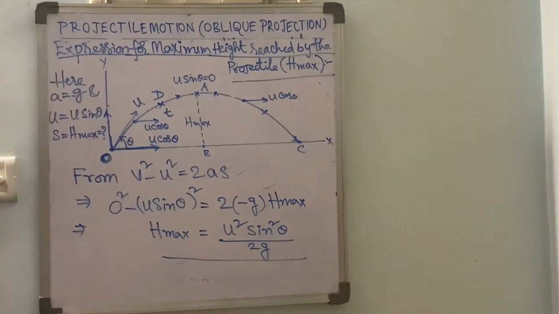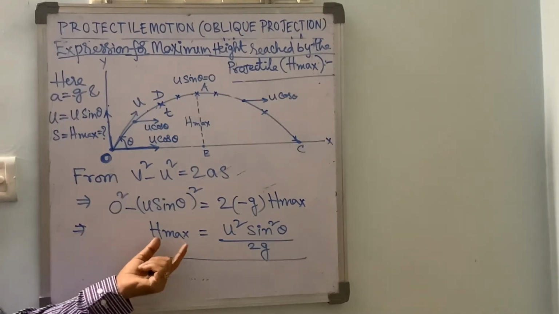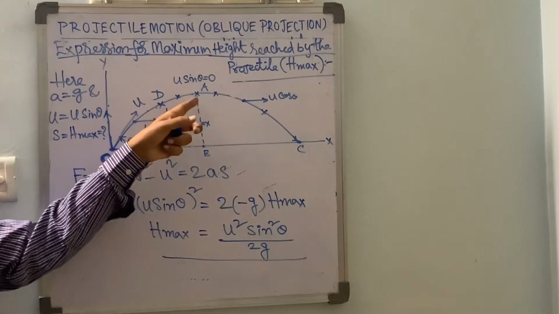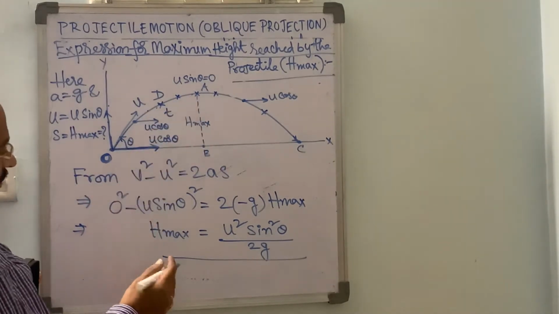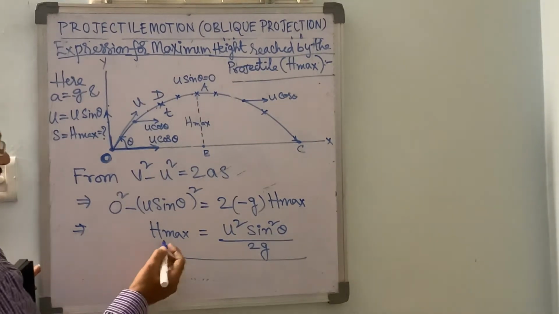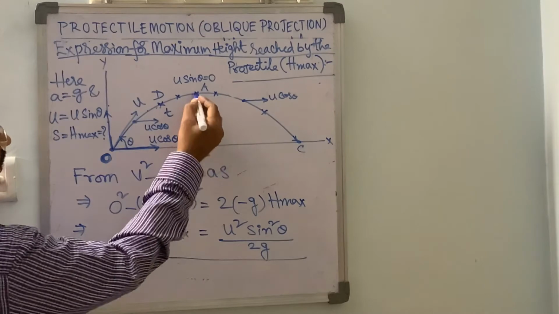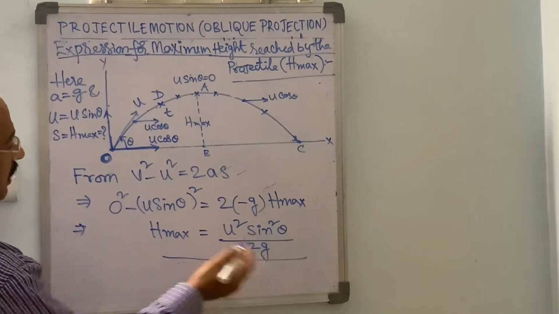Therefore, for a projectile which is projected obliquely at an angle theta to the horizontal, the maximum height reached by that projectile, AB, is equal to u square sin square theta by 2g.